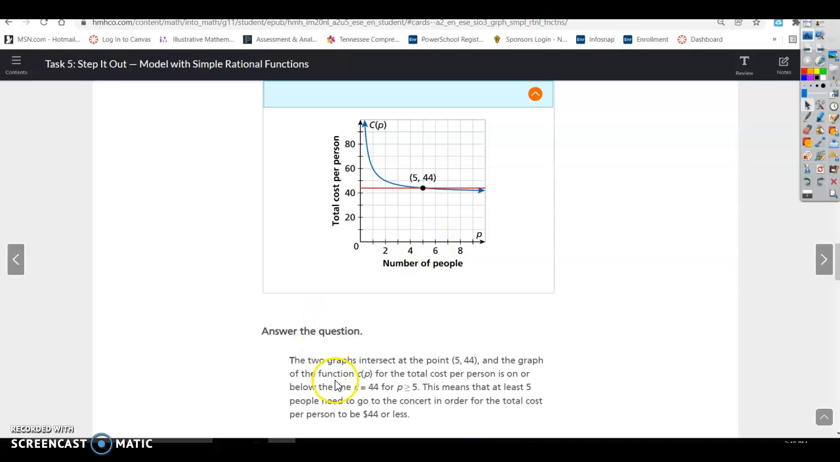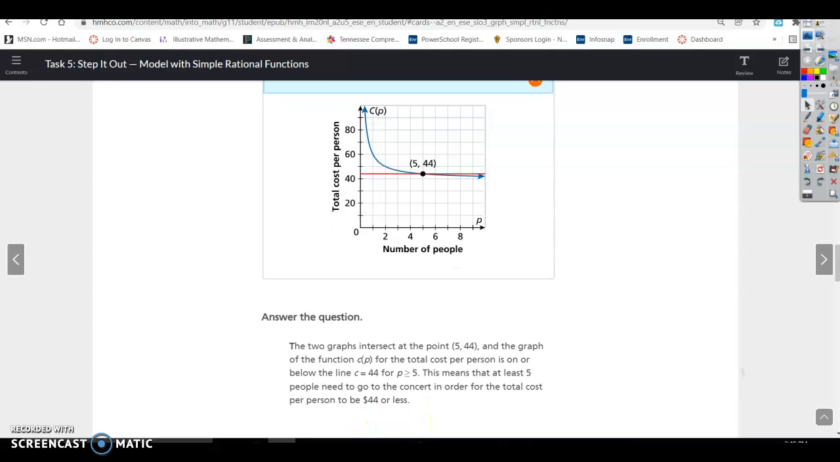It says the two graphs intersect at 5 and 44. The graph of the function C of P for the total cost per person is on or below the line C equals 44 when P is greater than or equal to 5. This means that at least 5 people need to go to the concert in order for the total cost per person to be $44 or less.